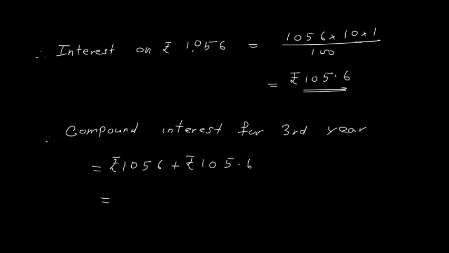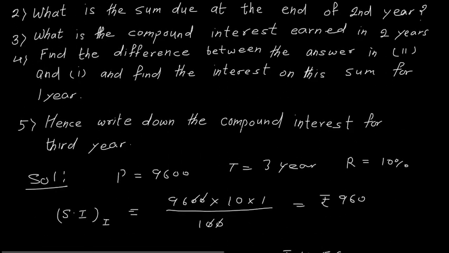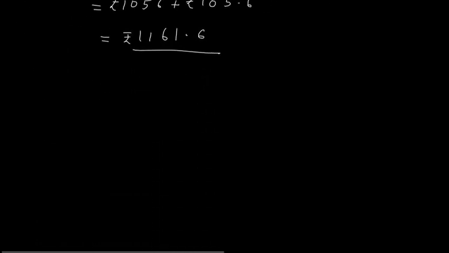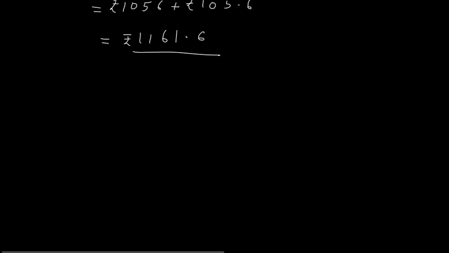So here what answer will we get? This is 0.6, then 5 plus 6 is 11, then 5 plus 1 is 6, then at third position 1 and 1. So rupees 1161.6 is the compound interest for the third year. So the problem is done, but let me cross verify this also with our usual method. So here we do a cross verification.